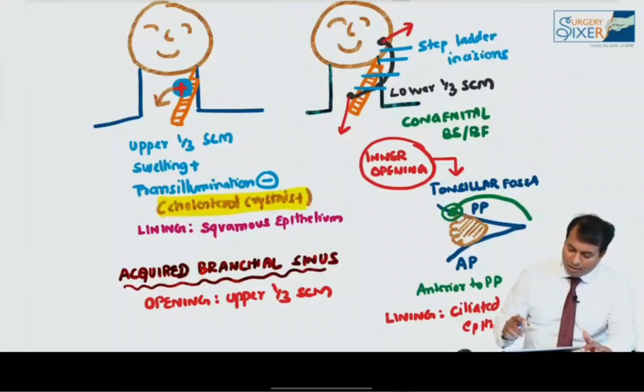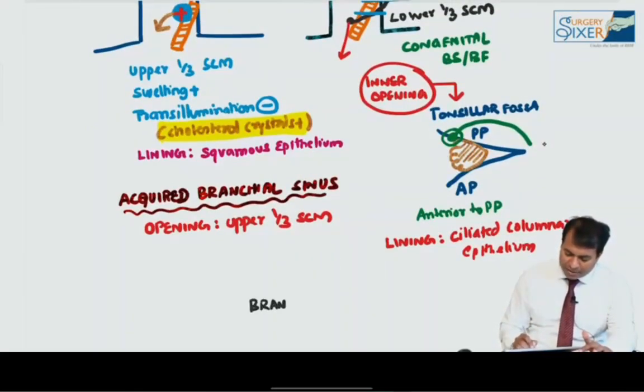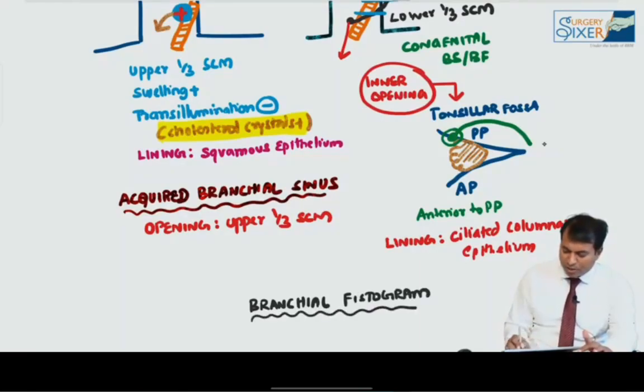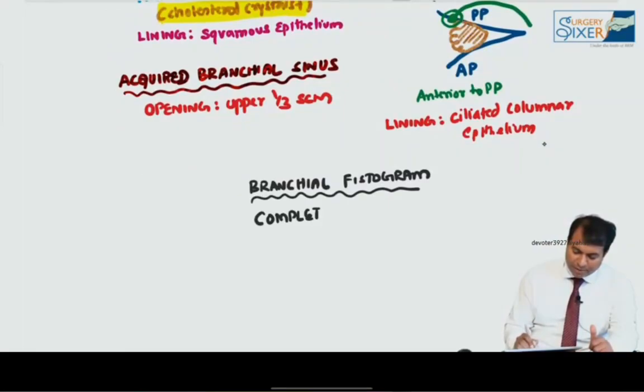The investigation of choice for this branchial sinus is a sinogram, or branchial fistulogram, which is advised for these patients. Complete excision is advised for both cyst and sinus. Otherwise, there is no big MCQ. We have to completely excise both the cyst and sinus.